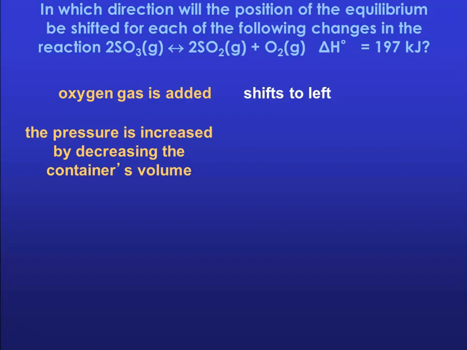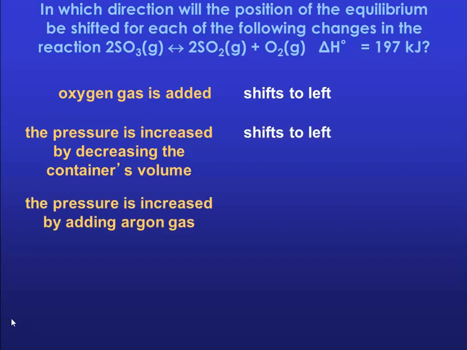If you decrease the volume, which will result in an increase in your pressure, we need to look at the moles of gases that we have. All of our reactants and products are gases. We have 2 moles of reactants and we have 3 moles of gases. So if we're reducing the volume, we want to shift our equilibrium towards the side with a fewer amount of moles since we have less space, and that would be SO3, so that would be towards the reactants. If we add argon gas, argon is an inert noble gas. It has no effect on this chemical reaction, so there would be no shift in the equilibrium.